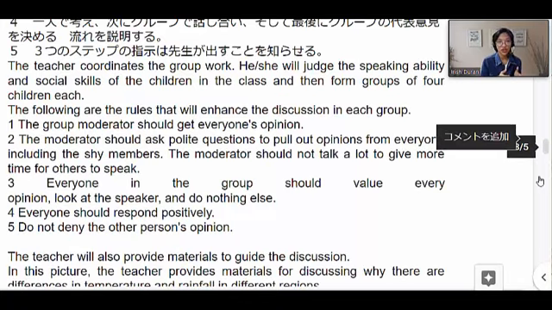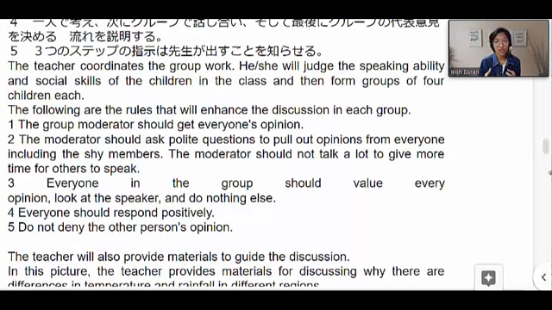The teacher coordinates the group work. He or she will judge the speaking ability and social skills of the children in the class, and then form groups of 4 children each. The following are the rules that will enhance the discussion in each group.